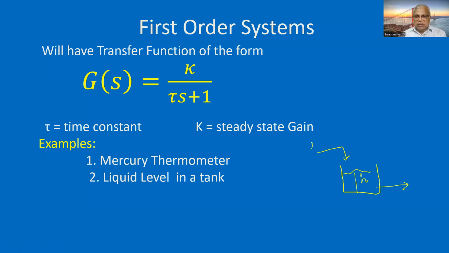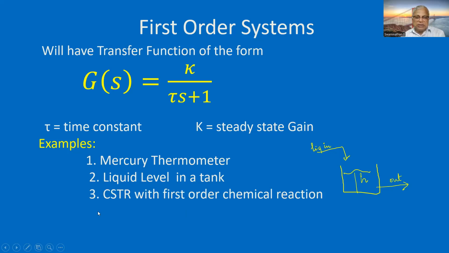We will see that these characteristics can be represented by a first order differential equation, and this will have a transfer function of the form K by tau s plus 1. This is a simple liquid level in a tank. You can consider the liquid level H as well as the outflow. Both will have a first order transfer function with respect to the inlet liquid flow.